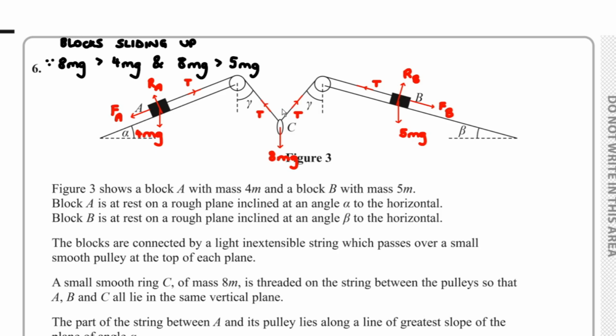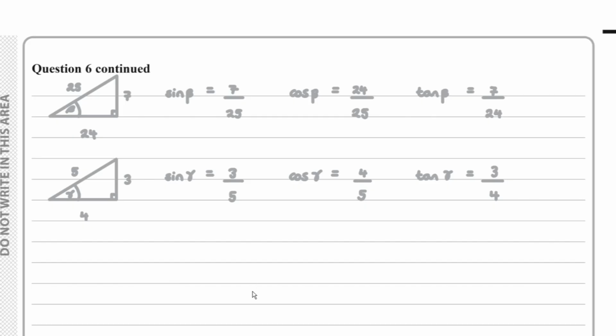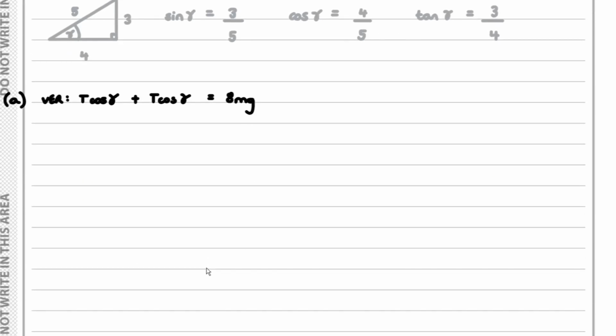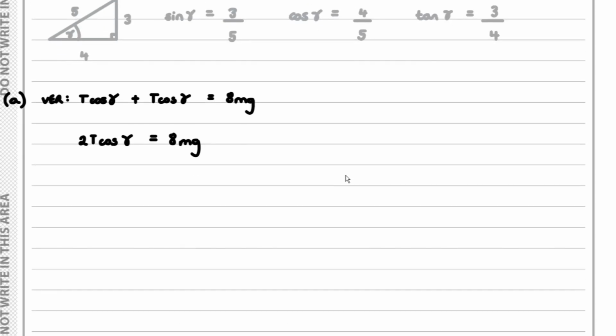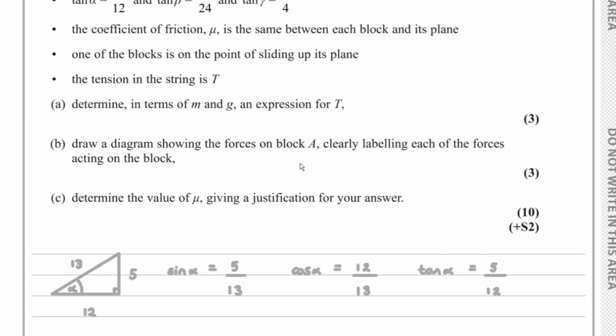For us to find the tension, what we can do is resolve vertically at C. So, if I resolve vertically, I've got T cos gamma plus another T cos gamma, which is equal to AMG. So I've got 2T cos gamma, which is equal to AMG, and I know what cos gamma is, that's equal to 4/5. So I've got 2T times 4/5, which is equal to AMG, meaning T is equal to 5mg.